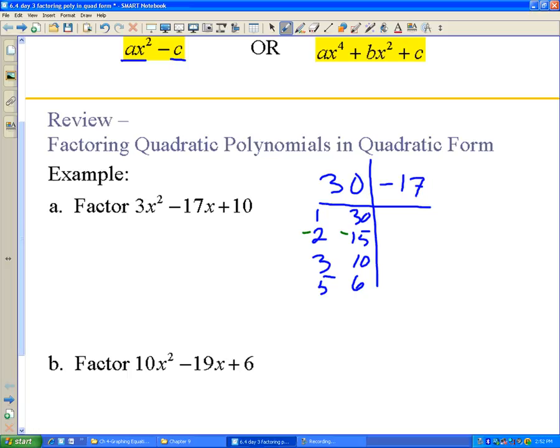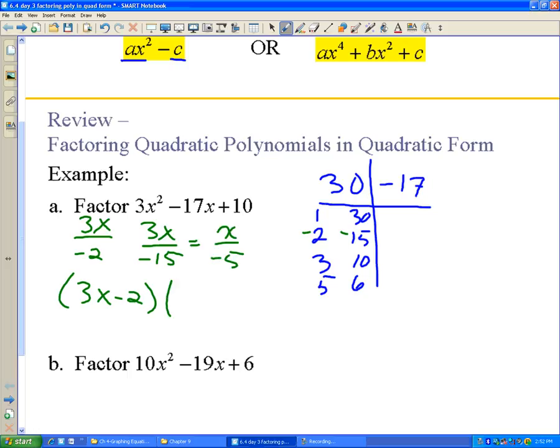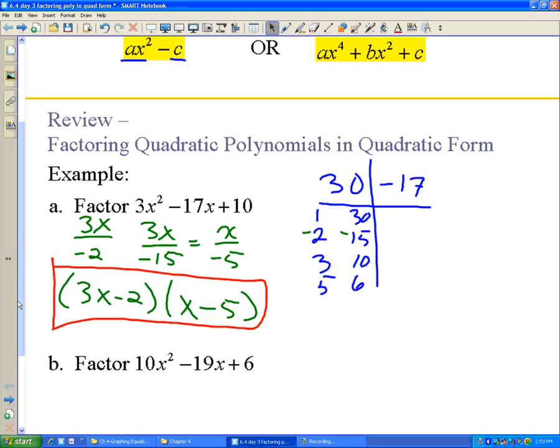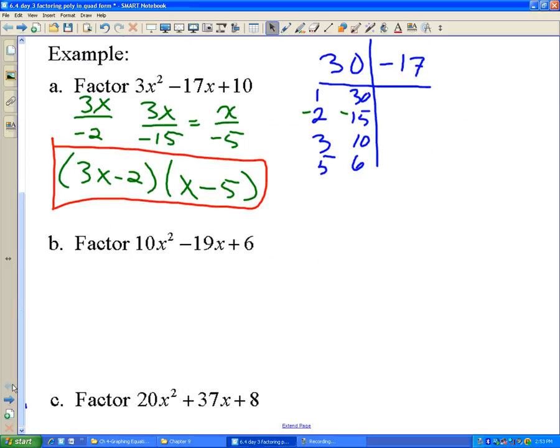I now need to do my fractions. So it's 3x over negative 2, 3x over negative 15. The 3x over negative 2 is 3x minus 2. 3x over negative 15 reduces to x over negative 5, so this is x minus 5. And in green is my final answer. If I FOIL that out, I get 3x squared minus 17x plus 10. Let's try another one. Again, two more just to remember how to factor using the California method.